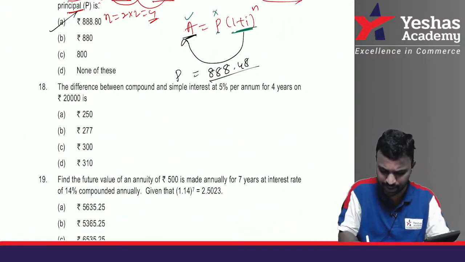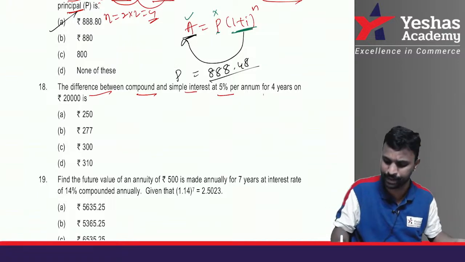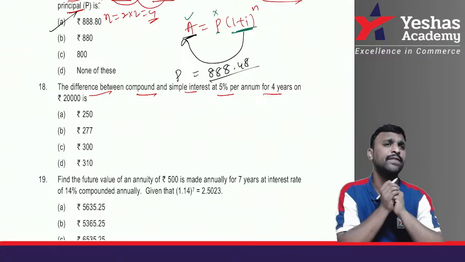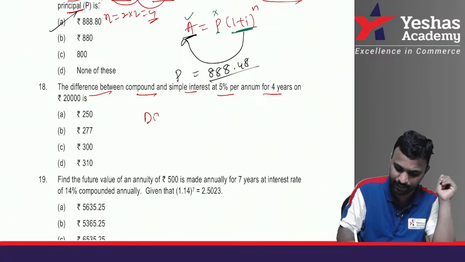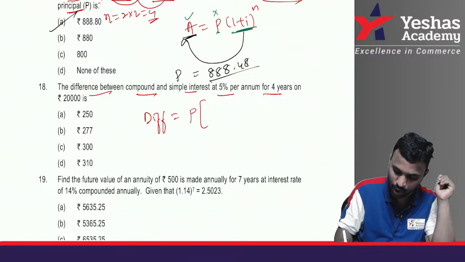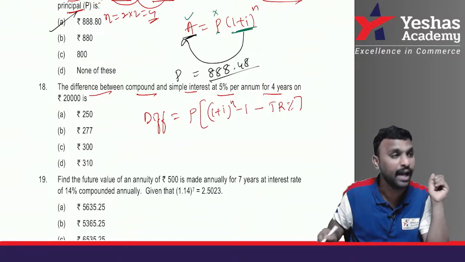Moving on to the next question, the difference between the compound interest and the simple interest at 5% per annum for 4 years. Guys, whenever it is for more than 3 years, you can apply the conventional formula. What is it? Difference is equal to P into 1 plus I whole power n minus 1 minus TR%. This is the one-liner to solve for the difference.